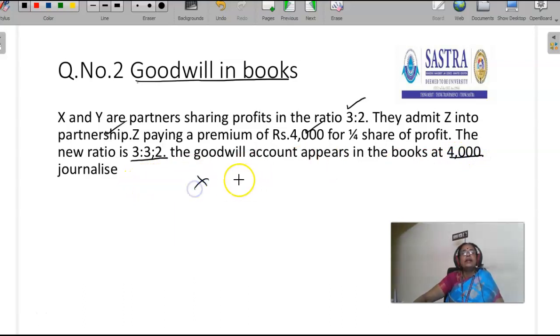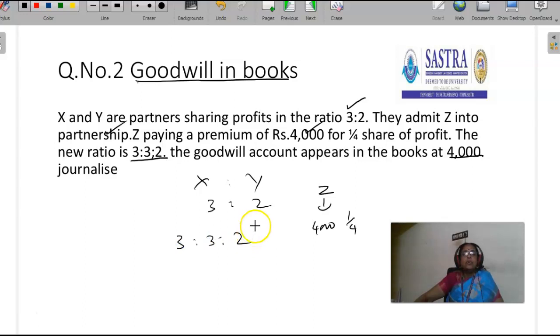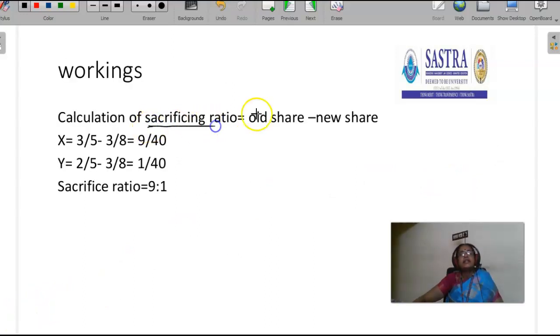Journalize. There are two partners, X and Y. Their ratio is 3:2. They admit Z. Z brings a premium of 4,000 rupees for 1/4 share. The new ratio is given as 3:3:2. So the old ratio and new ratio are given. First we have to calculate the sacrifice ratio. Then, the goodwill account appears in the books. Already in the books there is 4,000 rupees for goodwill. Okay, journalize. Let's see. Calculation of sacrificing ratio.